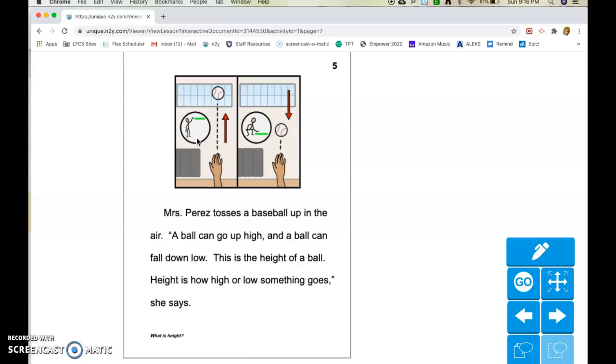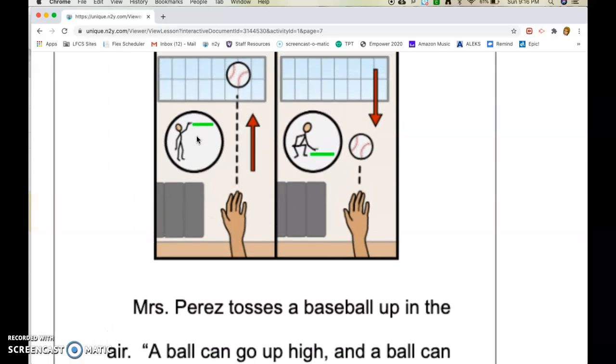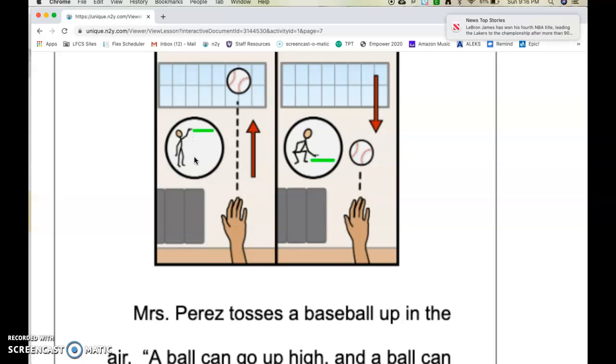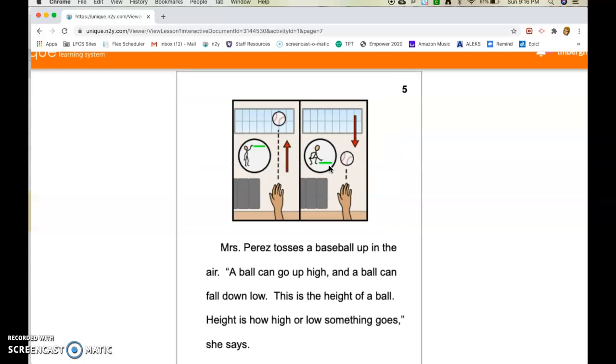Nice. So see this picture? Let's see if I can zoom in a little farther. Makes it a little bit blurry, but this picture right here is showing us that it's up high. You see where this line is? And this baseball is going up. Our arrow shows us that it's going up. When it comes down, what is it using? Gravity. We talked about gravity. So going back down, it's going down low. See this person crouching down and showing this green line showing low.